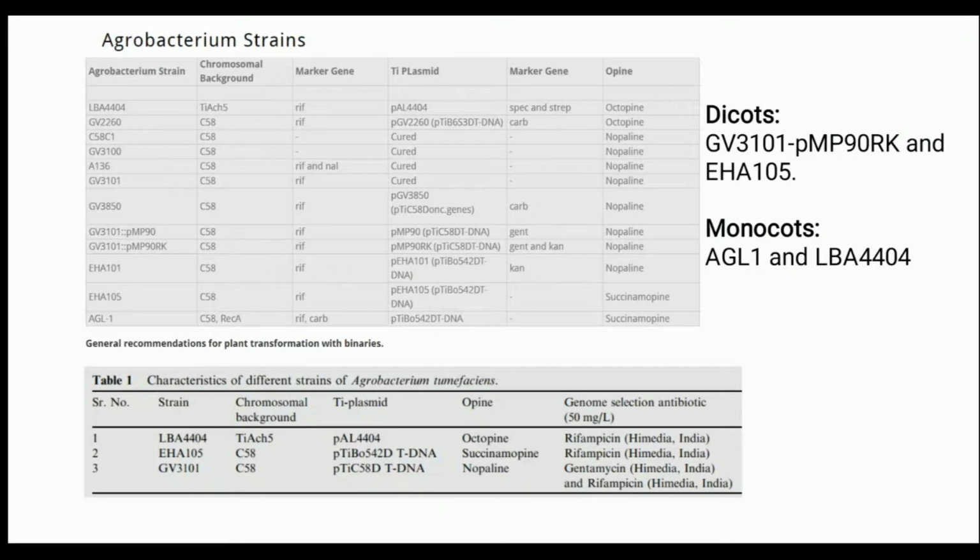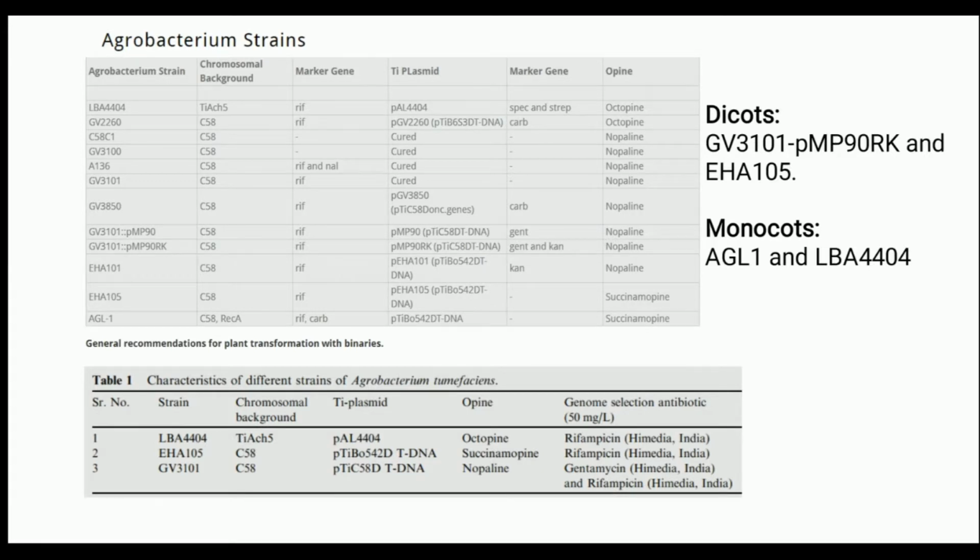Several Agrobacterium strains have been identified and the most commonly used Agrobacterium strains for transformation are LBA4404, GV2260 and C58C1, GV100, EHA101, EHA105 and AGL1. So the three most common strains are LBA4404, EHA105 and GV3101.